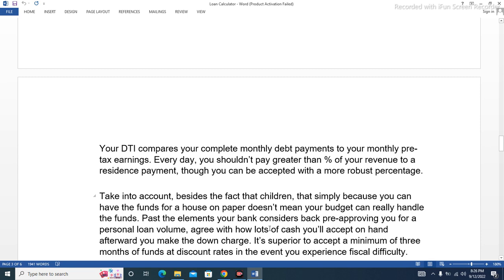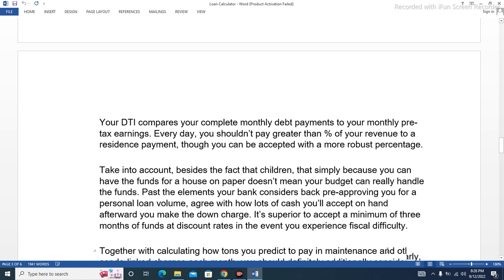Consider how much cash you will have on hand after you make the down payment. It's better to have at least 3 months of payments in savings in case you experience financial difficulty.